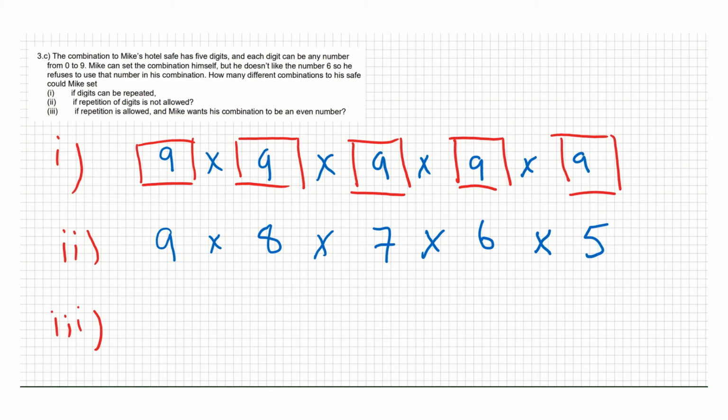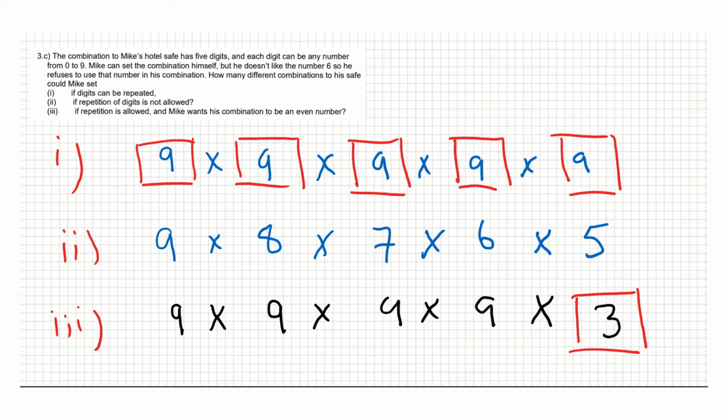Okay, for part 3, repetition is allowed, but he wants the number to be even. If it's an even number, the last digit has to be 2, 4, 6 or 8. Now it can't be 6 because he doesn't like it. So it's 2, 4 or 8. That means he has 3 digits to choose from. And then it's 9 by 9 by 9 by 9 by 3.